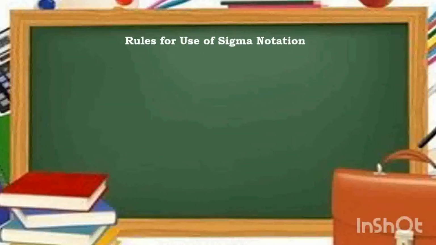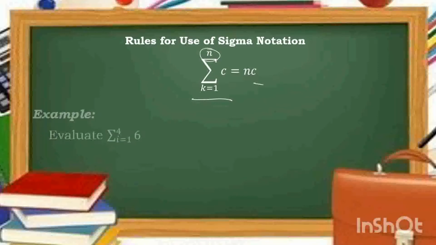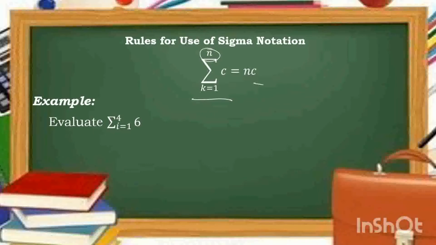Rules for the use of sigma notation. If we are given a sigma notation in this form, we can find the sum by simply multiplying the constant with n, which is the upper bound. So for example, evaluate 6 as i goes from 1 to 4. n here is 4 and c is 6. 6 is the constant value.